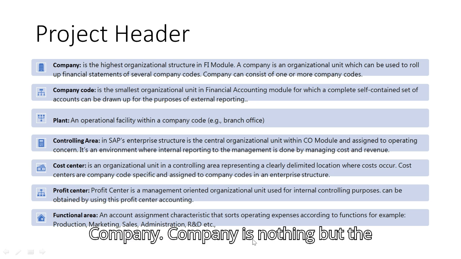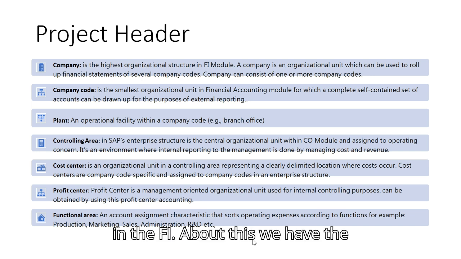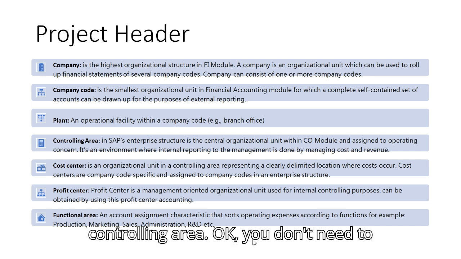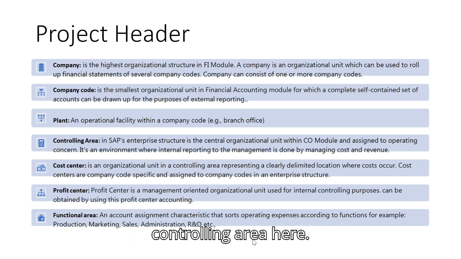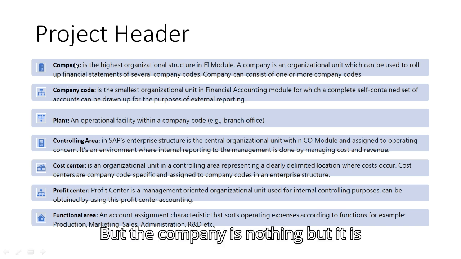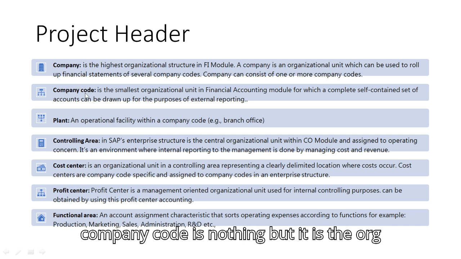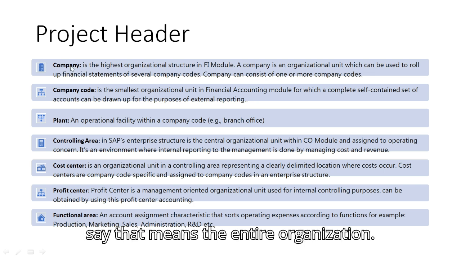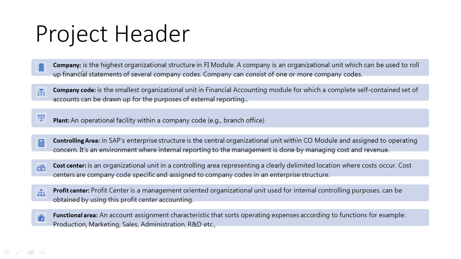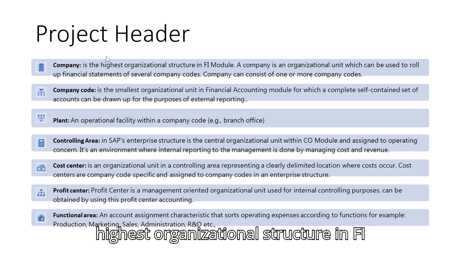Company is nothing but the highest organizational structure in the FI. Above this we have the controlling area. Okay, you don't need to forget that. Here we'll have the controlling area, but the company is representing the organization. Okay, the company code is the org unit. This is the org structure, you can say. That means the entire organization is coming into the picture. It is the highest organizational structure in the FI module.